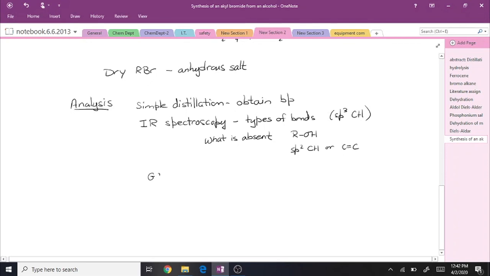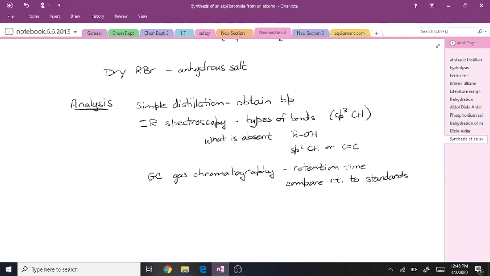Another method of analysis is GC, or gas chromatography. For that analysis, we look at the retention time of the product that you produced. And of course, that alone does not tell us anything. We do have to compare the retention time to that of the standards. So if your retention time matches the retention time of, say, bromobutane, that would suggest that your product is bromobutane.